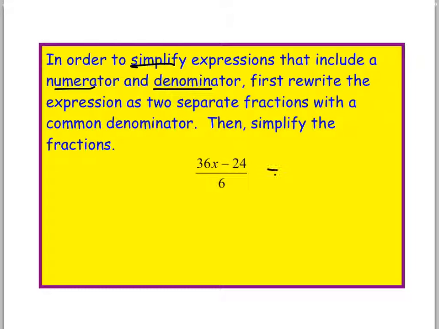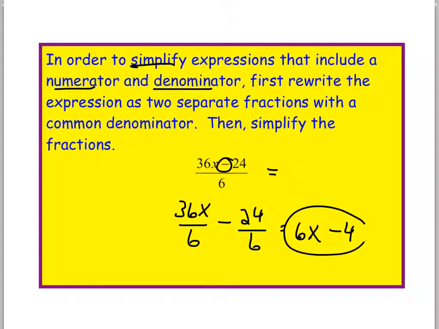So I'm going to take and rewrite this as 36x over 6 minus 24 over 6. So I use this minus sign in the middle. Now I reduce these fractions, simplify them. So I would get 36 divided by 6 is 6x, and then 24 divided by 6 is 4. So this simplifies as 6x minus 4. All right, let's do 2 examples and we'll be done with this.